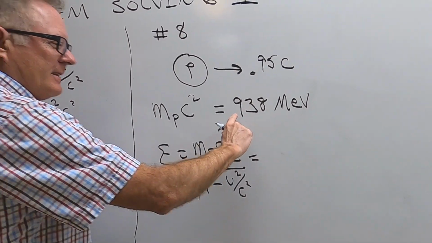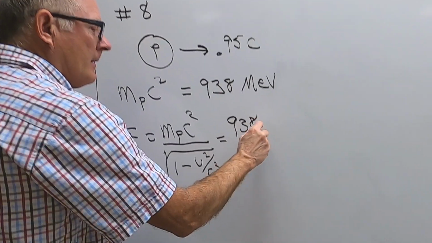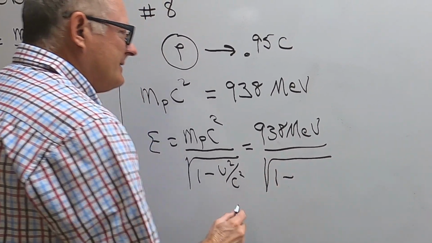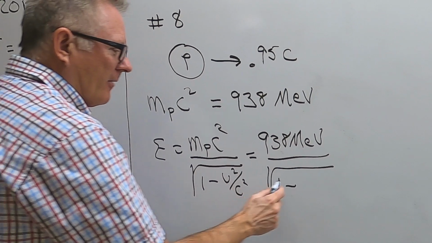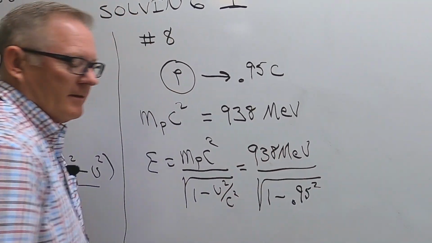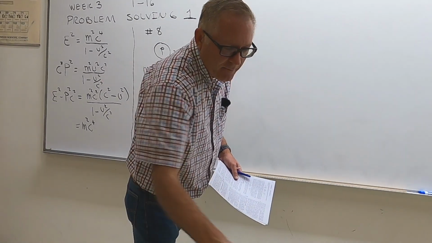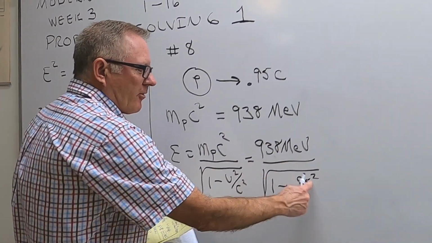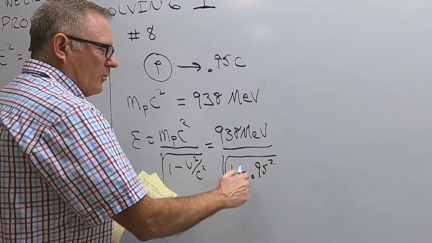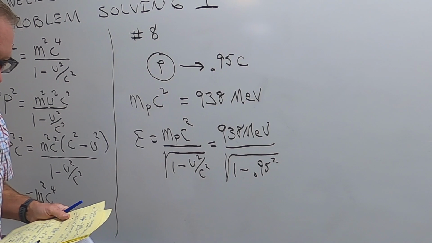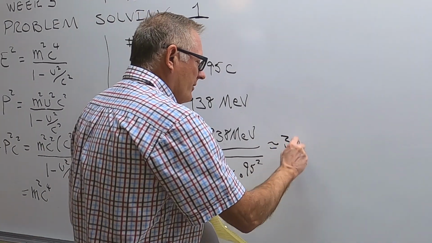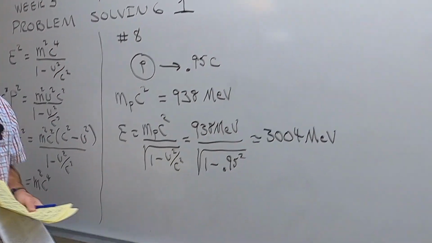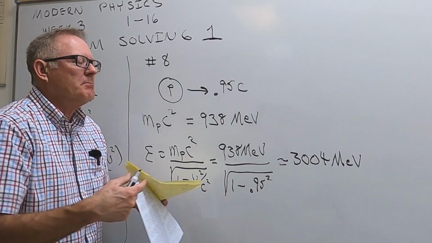We know what the numerator is. It's 938 MeV. They gave me the speed. It'd be the square root of 1 minus 0.95 squared, the c's drop out. So it's just that number. Now, if you plug in that number, it's about 3.2. Remember, this is a number bigger than 1. So it's 938 times 3.2, which is around 3004 MeV. Remember, the units of energy were in eV, but MeV means millions of eV.